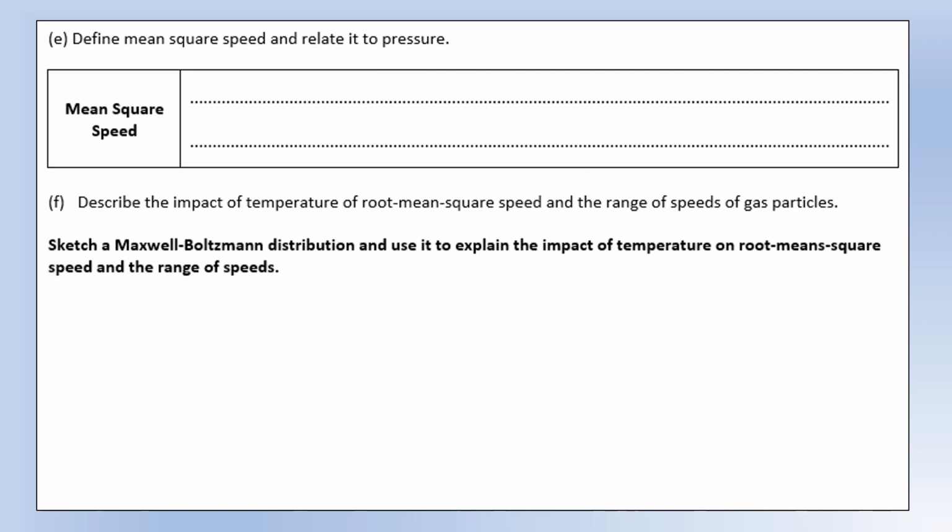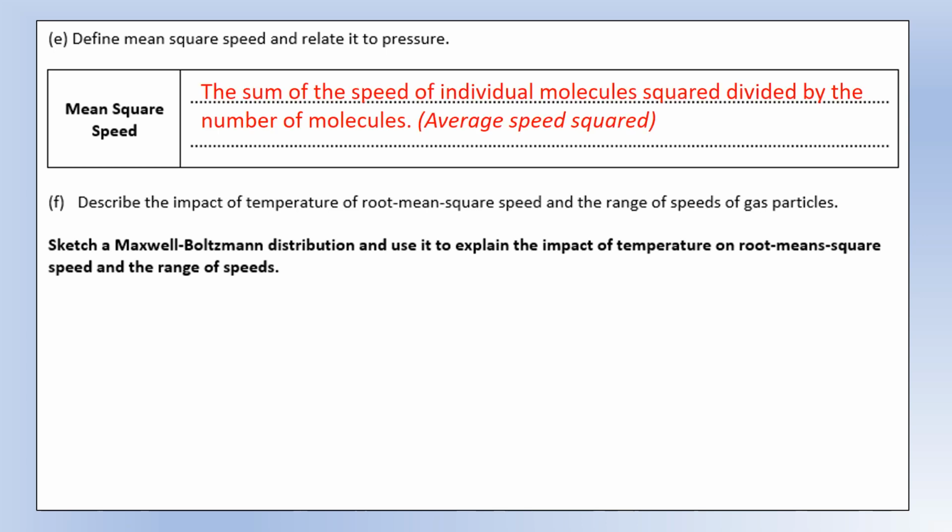Okay, so then getting on to modeling gases as a whole, because essentially everything we've looked at so far has been looking at one gas molecule. Now let's scale it up to look at a whole system of gas molecules. One of the tools we use is something called mean square speed. That is the sum of the speeds of individual molecules squared, divided by the number. So it's literally the average square speed.